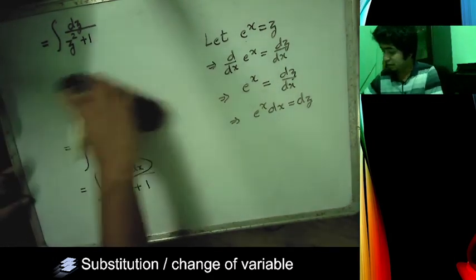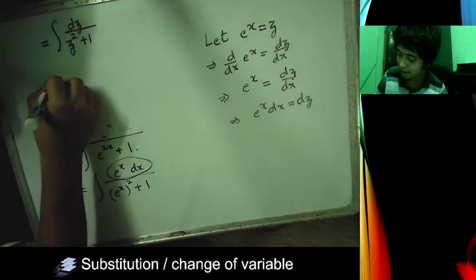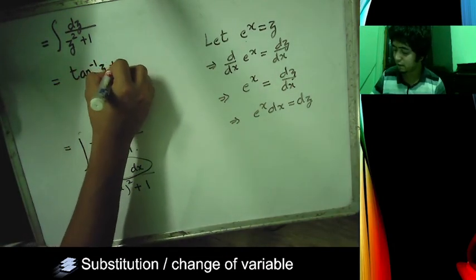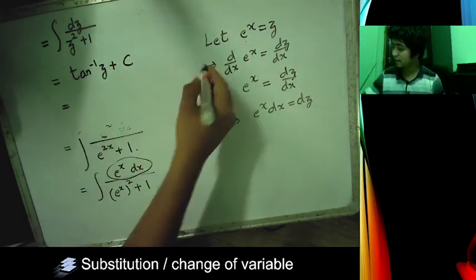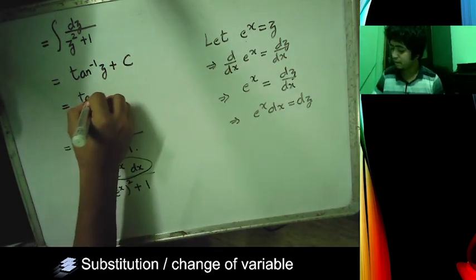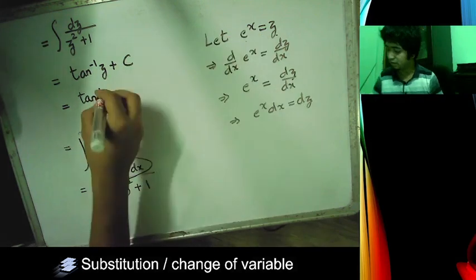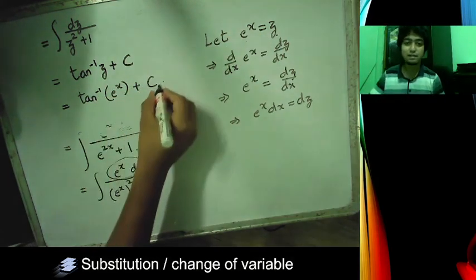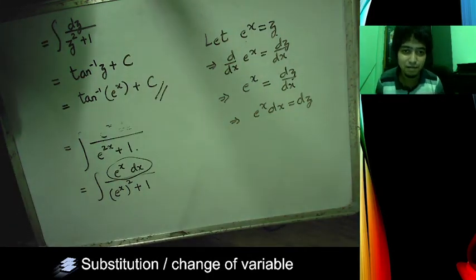Now, this one, we can easily use the formula for tan inverse. Tan inverse z plus c. Tan inverse z, but z is equal to e power x, plus c. So this one will be the final solution.